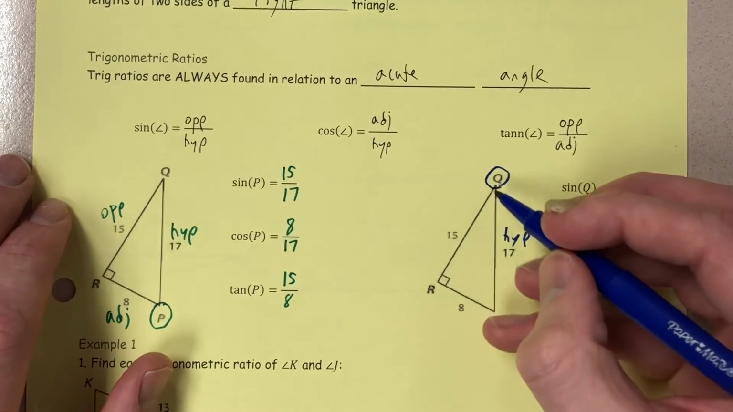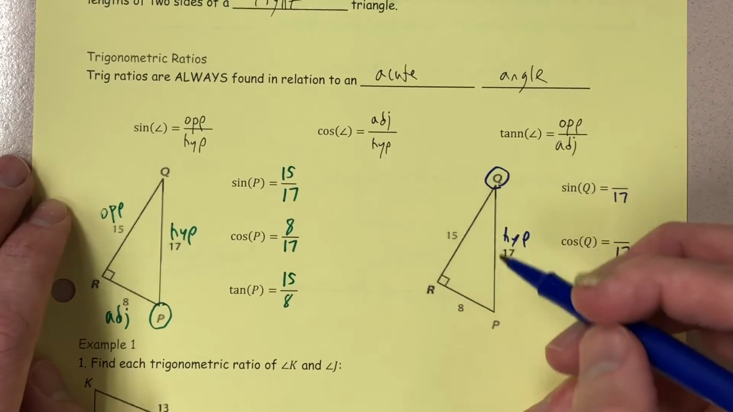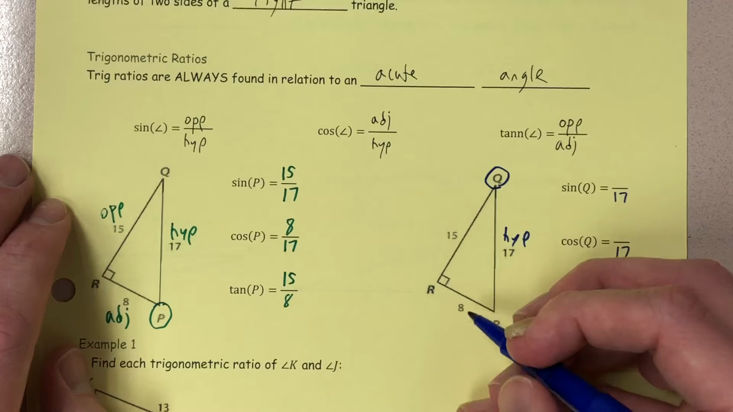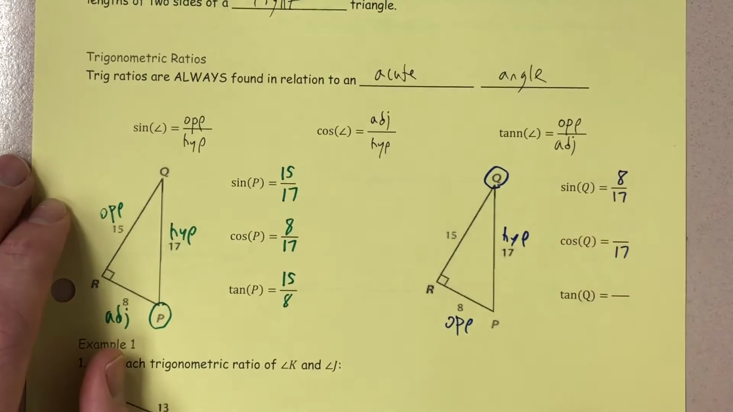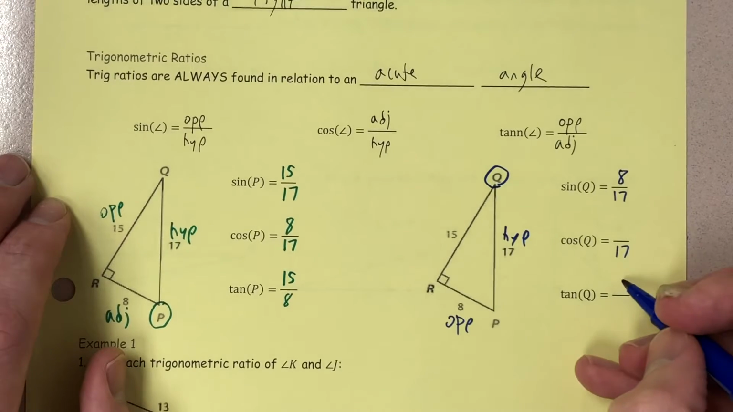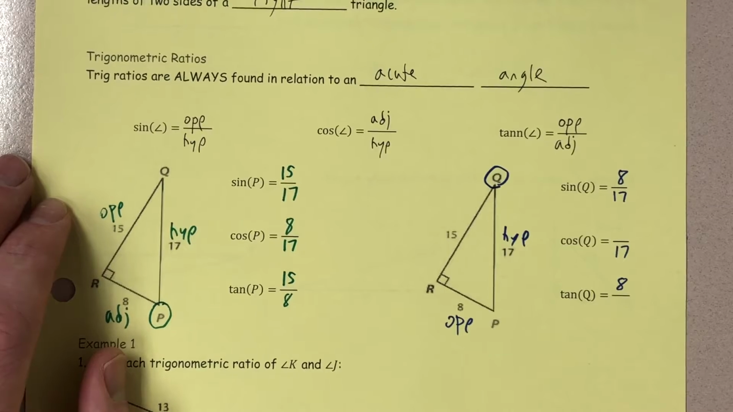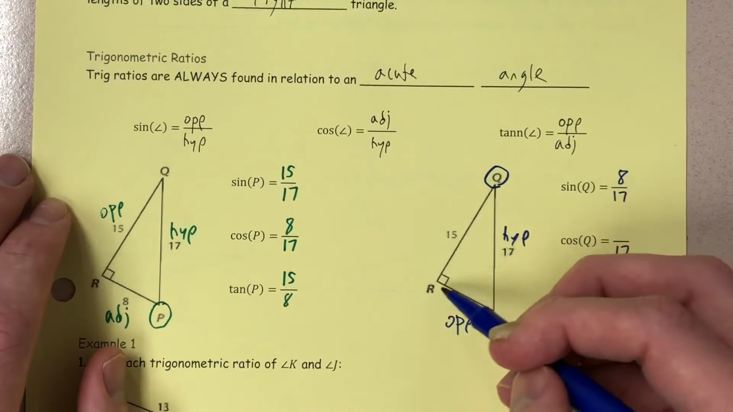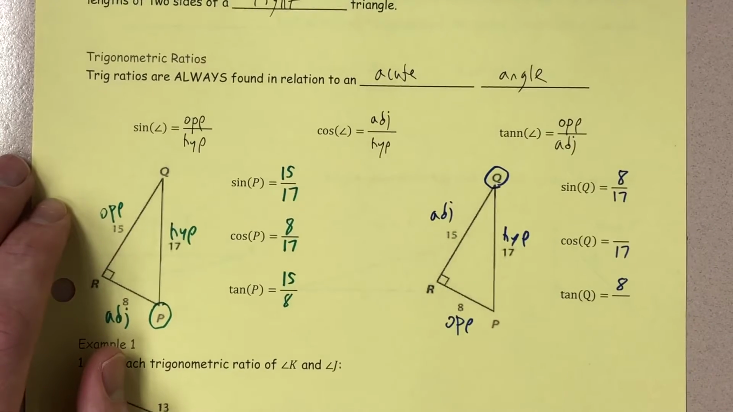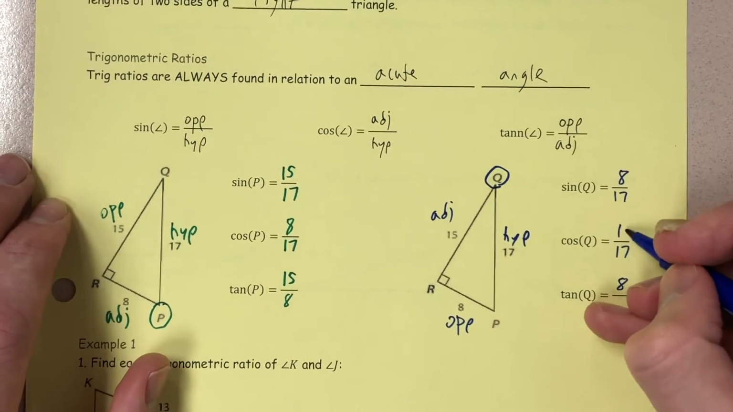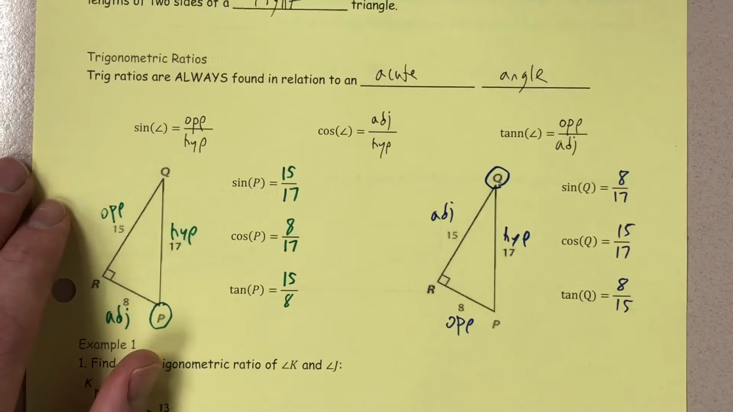But our opposite in this case with respect to Q is 8. So 8 here is our opposite. So 8 goes on the top of sine and on the top of tangent. Then our adjacent is the side that touches Q and our right angle. So 15 is our adjacent. So 15 goes on the top of cosine and on the bottom of tangent.